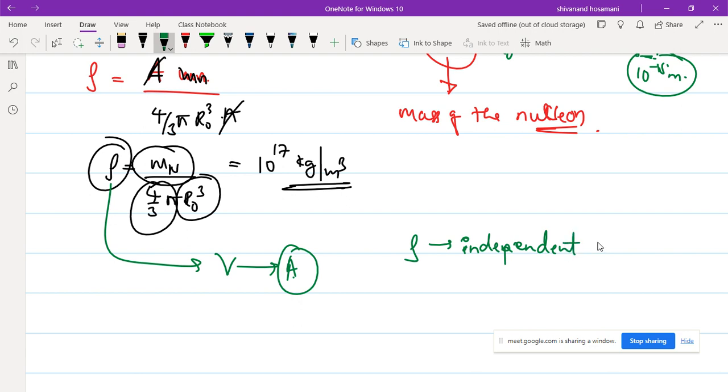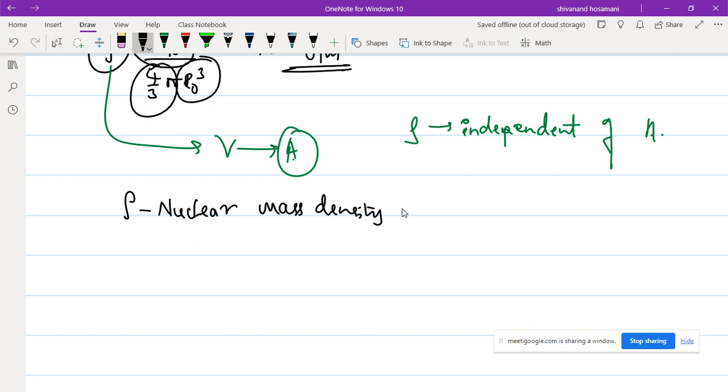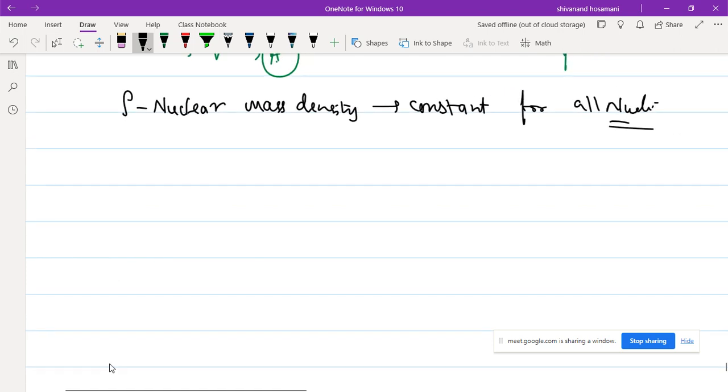So nuclear mass density, defined as rho, is constant for all nuclei, right? That we have discussed in the previous class. And similarly, we also discussed nuclear charge distribution in the previous class.